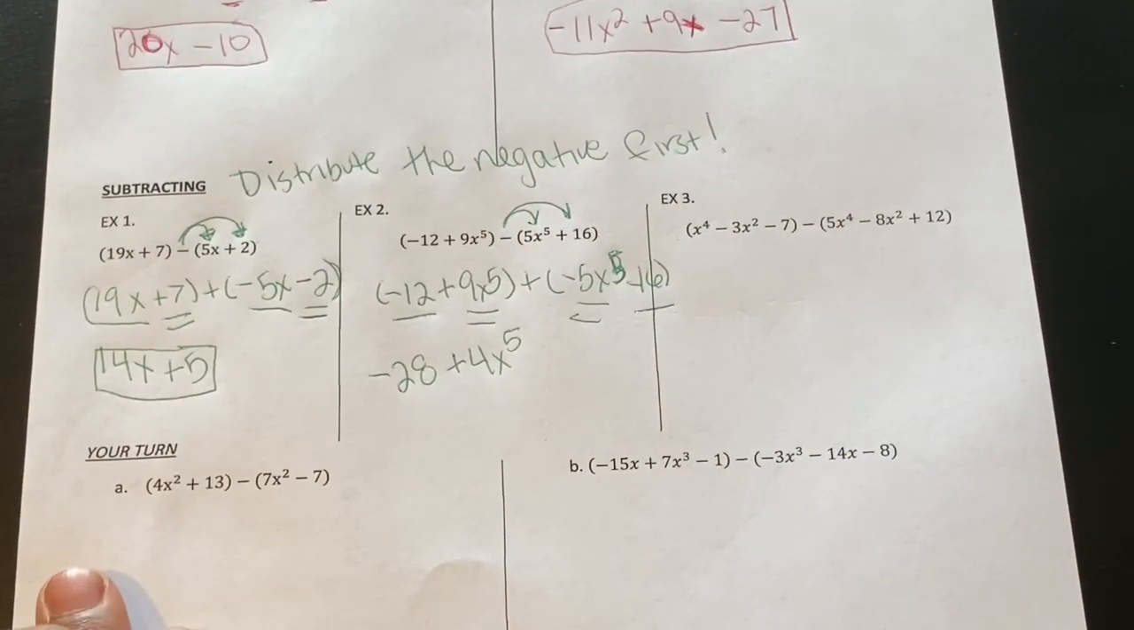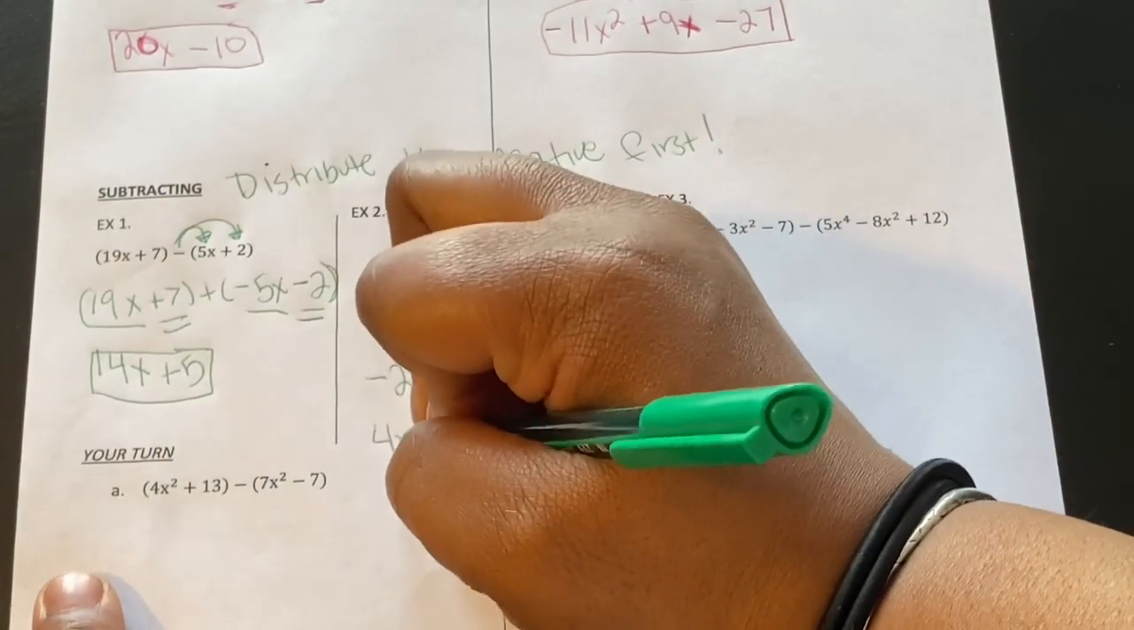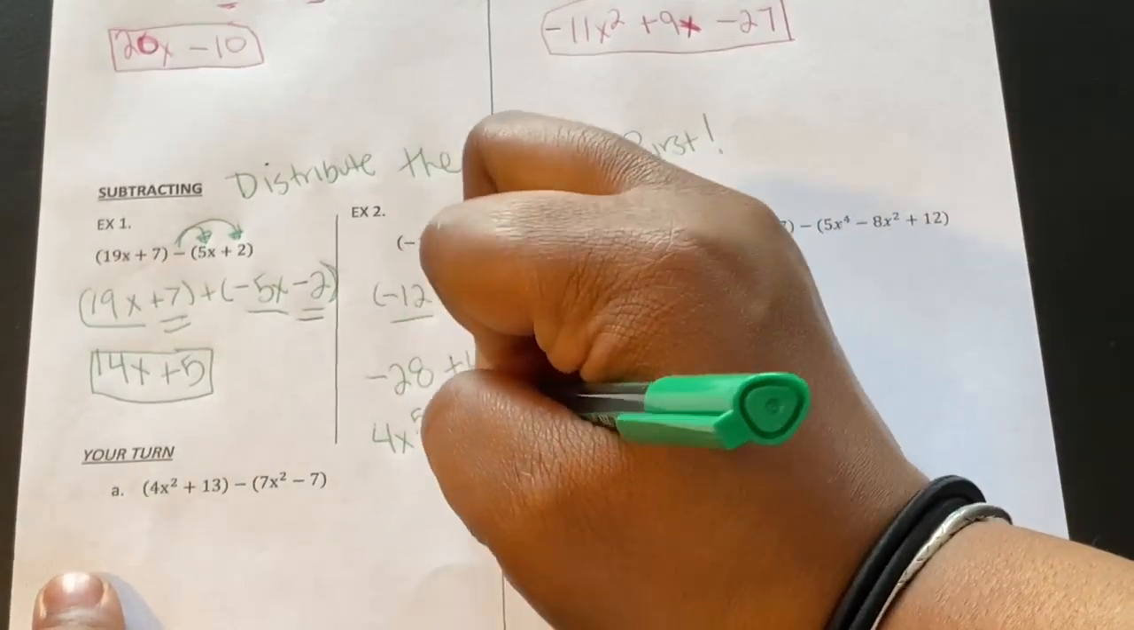Now you might be thinking, okay, that's the answer. But a reminder, the answer must be written in standard form. So it must be written from the highest degree to the lowest degree. So then my answer is going to be 4x to the 5th minus 28.